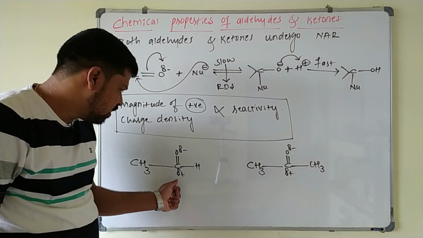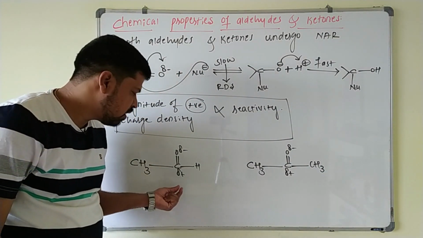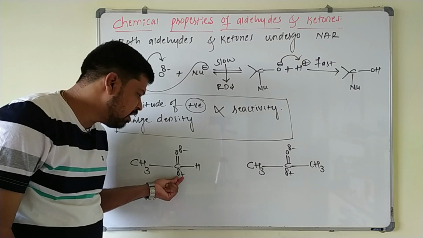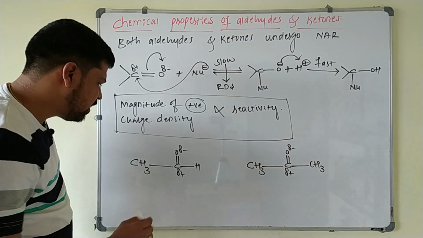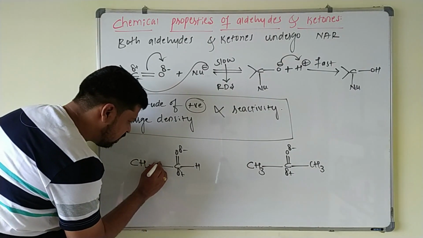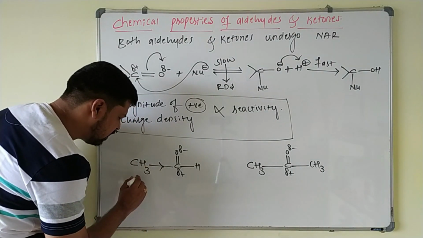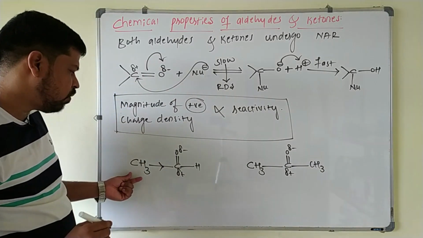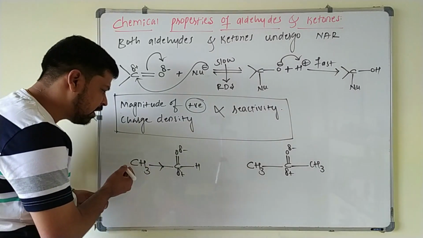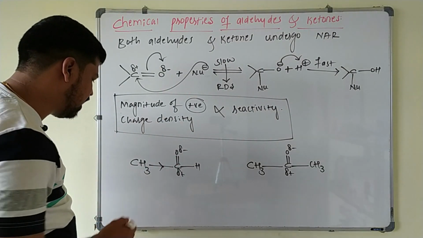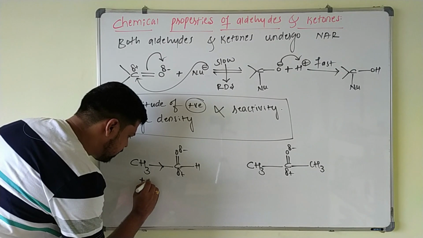Already we know that the reactivity depends on what? The positive charge density on the carbonyl carbon atom in both cases. Now you see here, in case of aldehydes, this methyl group is electron releasing through the inductive effect. Alkyl groups are what? They will release electron density through the sigma bond. That sigma electrons are migrated away from the methyl group, that is positive inductive effect.